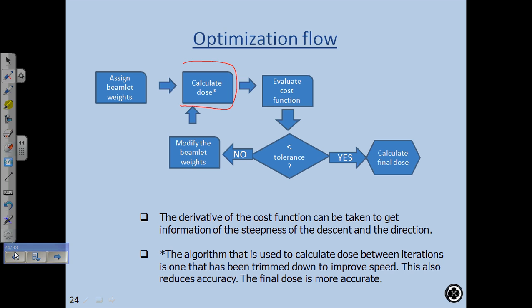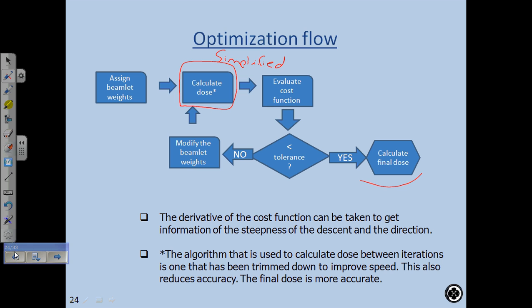So what most treatment planning computers do in this step is use a simplified algorithm, meaning that it's not considering everything that's going on in the scatter and the dose calculation. One example of a simplification is taking out scatter, and they just calculate primary beam. That could be done really quickly, in under a second. So they calculate primary beam over and over. But the disadvantage of a simplified algorithm is that when you calculate your final dose, it might not look like this dose up here. It might look a little different.